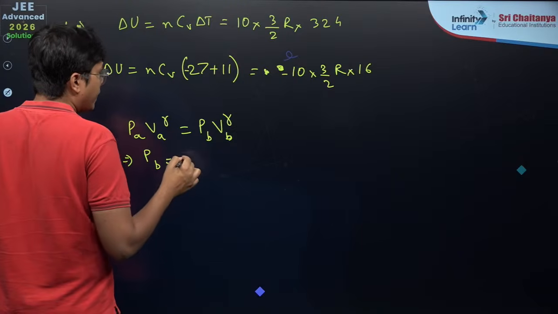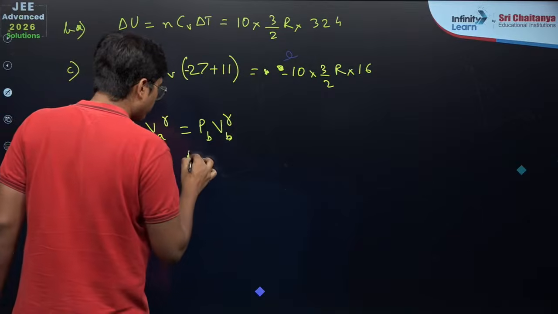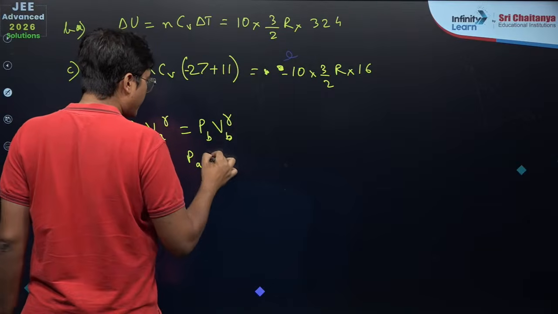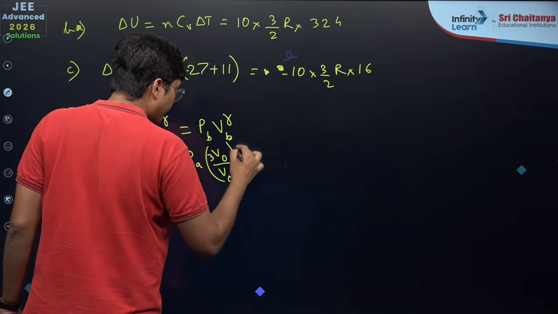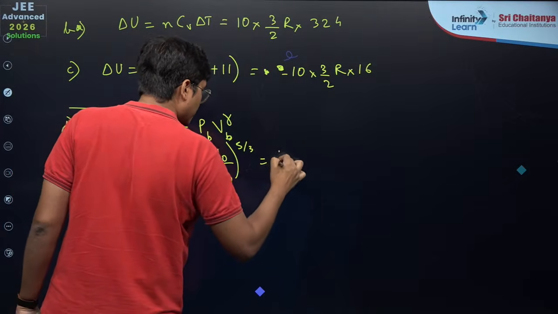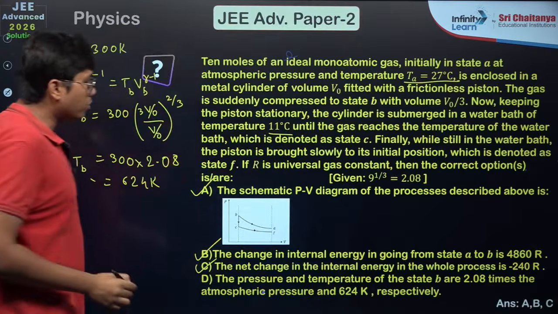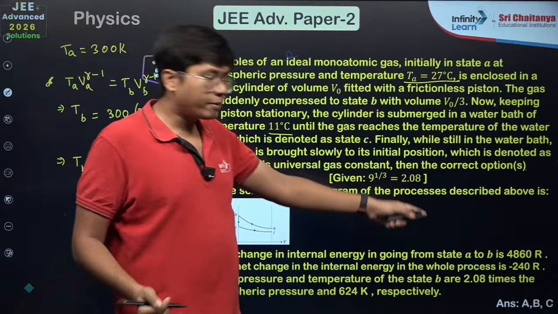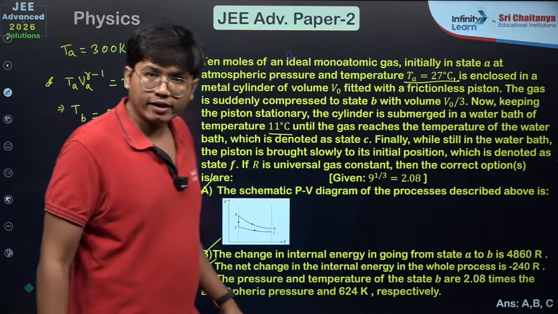is PA. PA we keep as PA, no problem. PA VA by VB, that is V0 by V0 by 3. And this will stay as 5 by 3. So, it is PA 3 to the power 5 by 3. Now, obviously 3 to the power 2 by 3 was 2.08. 5 by 3 will definitely not be 2.08. So, option D is incorrect.